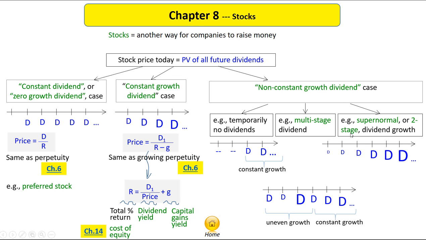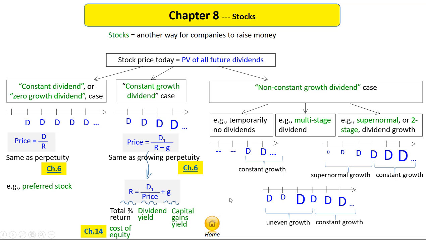And the third case was called a supernormal, or a 2-stage dividend growth, where there are 2 clear patterns. One pattern over the first few years, very fast growth, supernormal growth. So G equals high percentage. Then followed by the second stage with a much slower annual growth rate of dividends. So a constant growth but a much lower G growth rate than for the first few years.